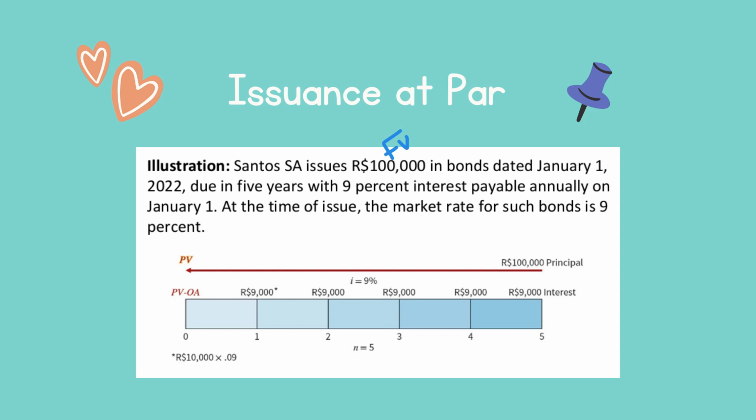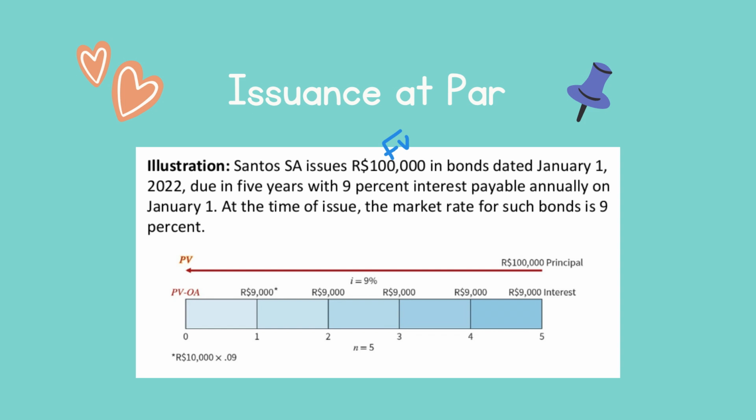So we started on January 1, 2022. It's due in 5 years, so N is 5, okay? At the time of issue, the market rate for such bonds is 9%. So again, the market rate is 9%, okay? So the 100,000 is the principal. It's going to be paid at the end of the 5th year. يعني بعد 5 سنين, I'm going to pay 100,000.